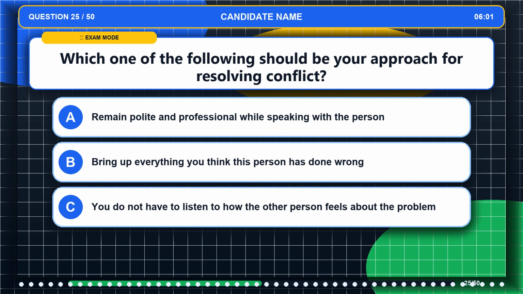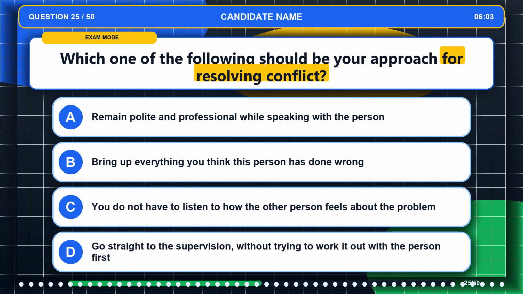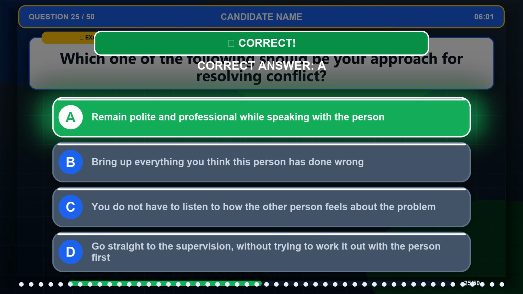Question 25. Which one of the following should be your approach for resolving conflict? Option A, remain polite and professional while speaking with the person. Option B, bring up everything you think this person has done wrong. Option C, you do not have to listen to how the other person feels about the problem. Option D, go straight to the supervisor, without trying to work it out with the person first. The correct answer is option A. Remain polite and professional while speaking with the person.